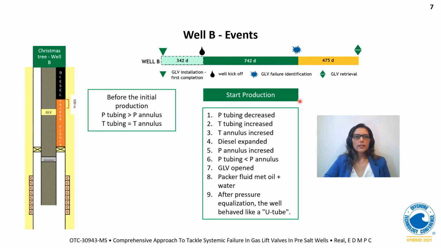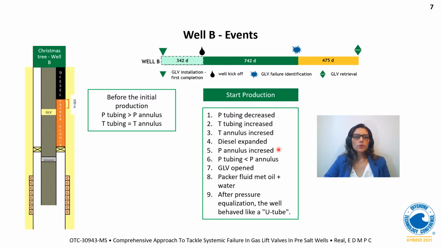Probably, when the well B was kicked off, the tubing pressure decreased after the flow started. Because of that, the tubing temperature increased, and as a result, the annulus temperature also increased. There was only liquid inside the annulus, and the Christmas tree annulus valve was closed. Then, the diesel expansion resulted in annulus pressure increasing.